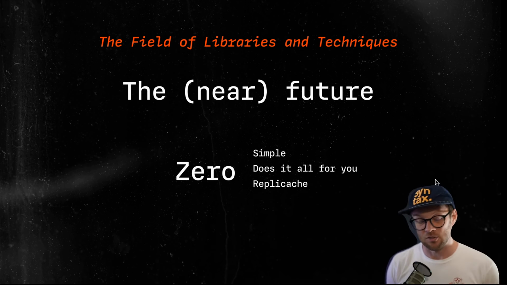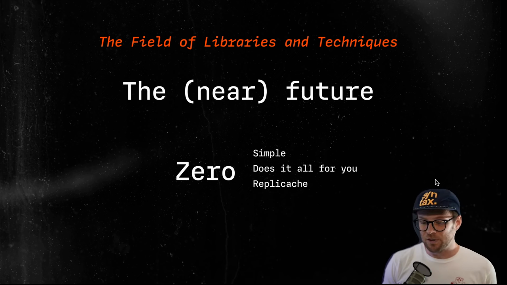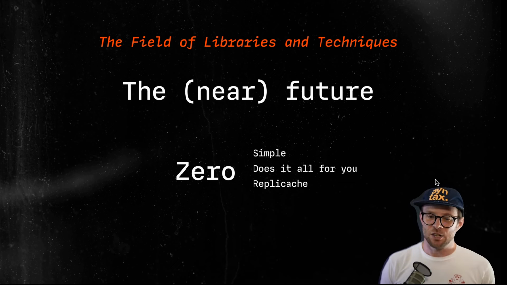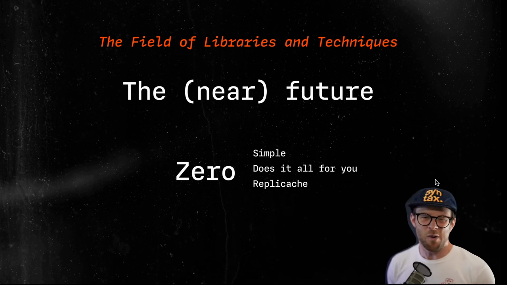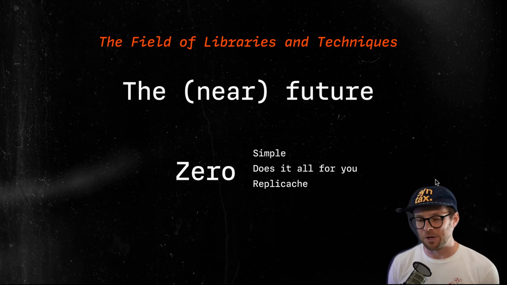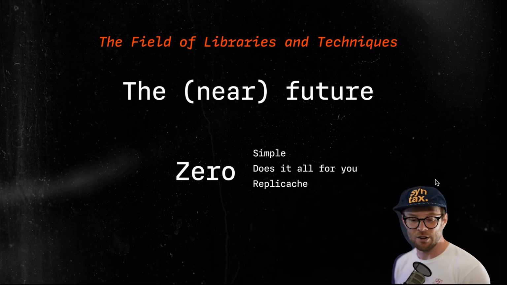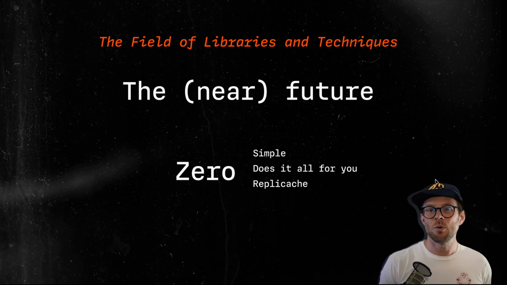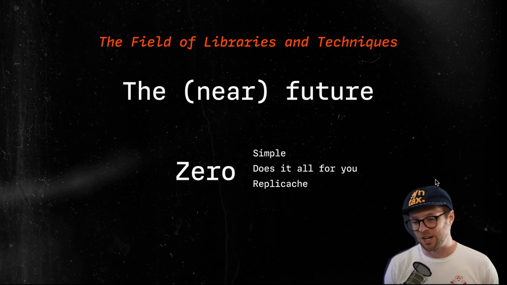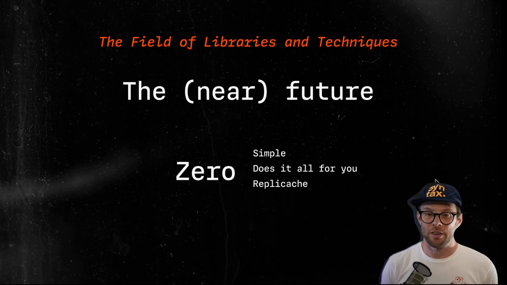One of them is Zero. Zero is from the folks at Replicache, and because Replicache is so mature, they've been working on it for so long, they basically took some of those ideas and were like, what if we did all that for you and made a platform where you can bring your own database, you can bring your own information, but we're going to do all the hard stuff, all the caching, all the syncing. We're going to do all that for you.